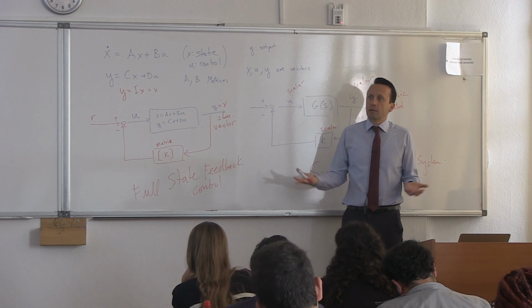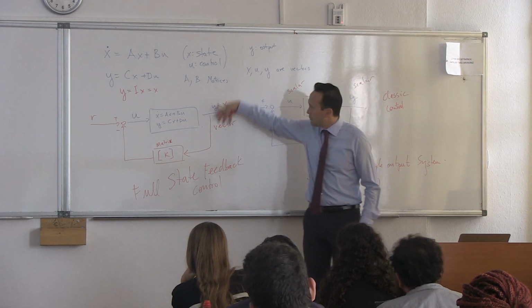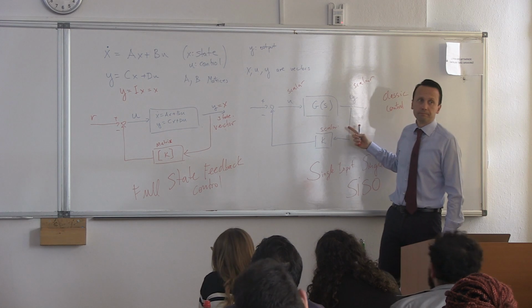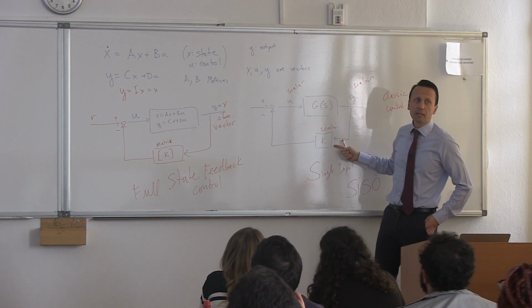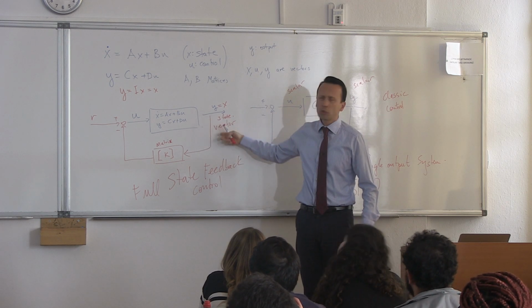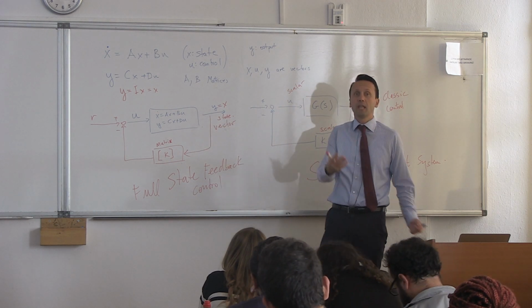Well, I guess it must be quite obvious. You're feeding back a lot more information than in this one. Here you're feeding back only a scalar. Here you're feeding back a lot of information. So how would this translate to real life?